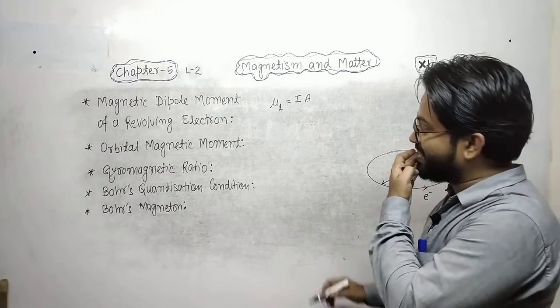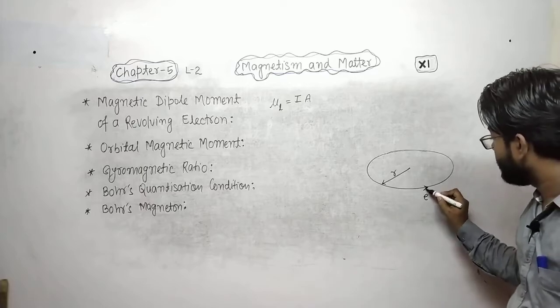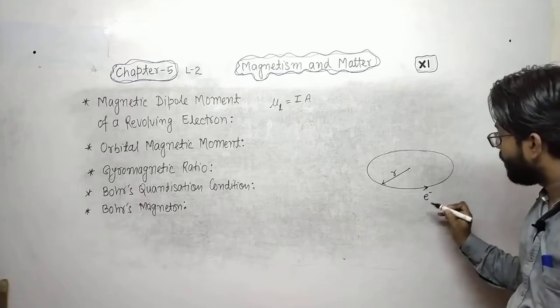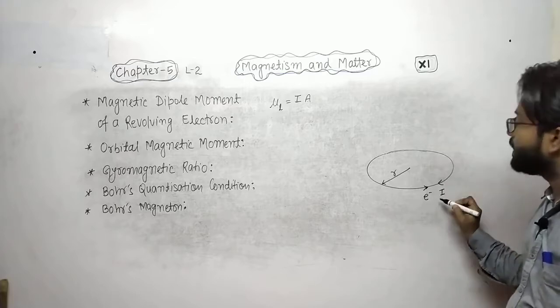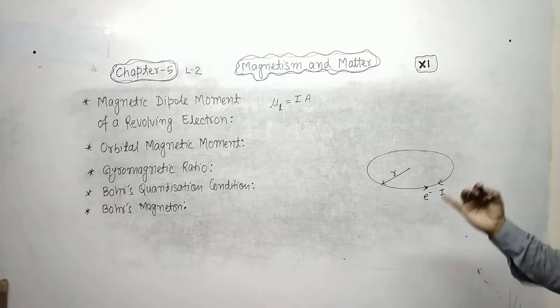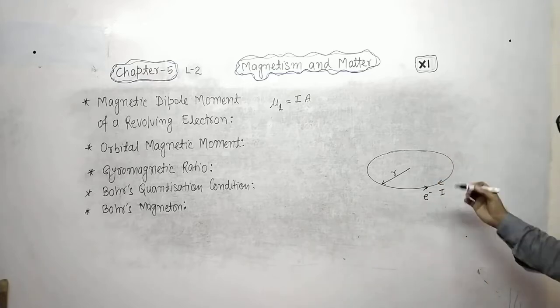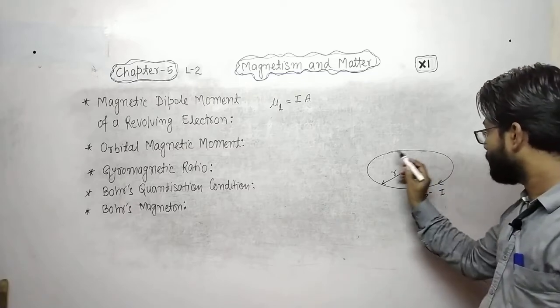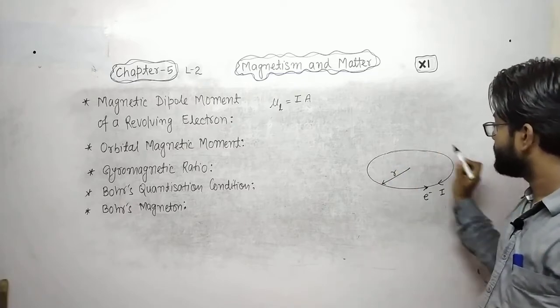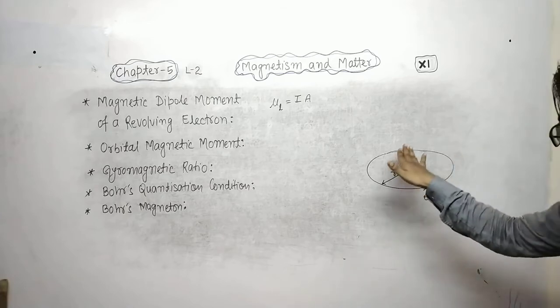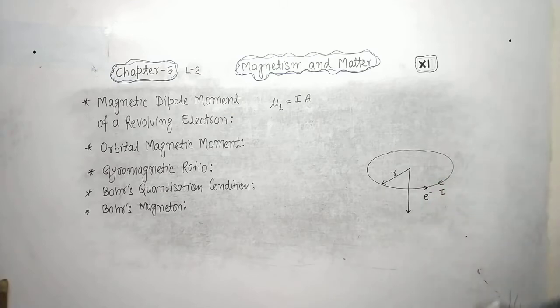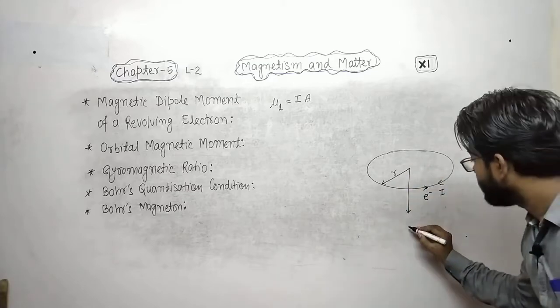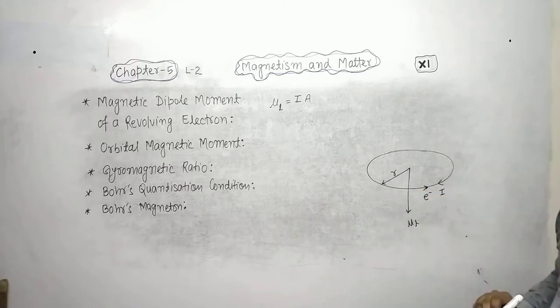You know that current will be in the opposite direction of the motion of the electron, because the direction of current is the motion of positive charge and opposite to the motion of negative charge. If the electron is revolving in this direction, current is in this direction. If the current is in this direction, magnetic moment will be downward, because the area vector will be downward, and the direction of the area vector is the direction of magnetic moment.